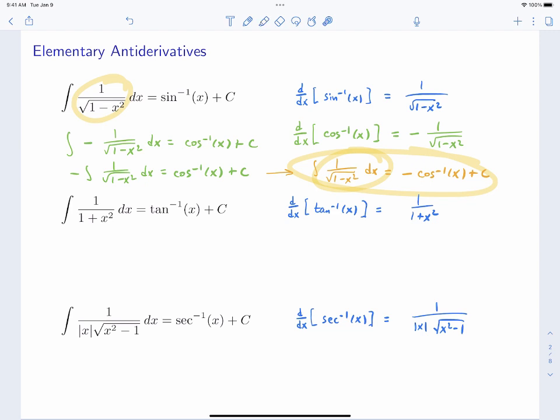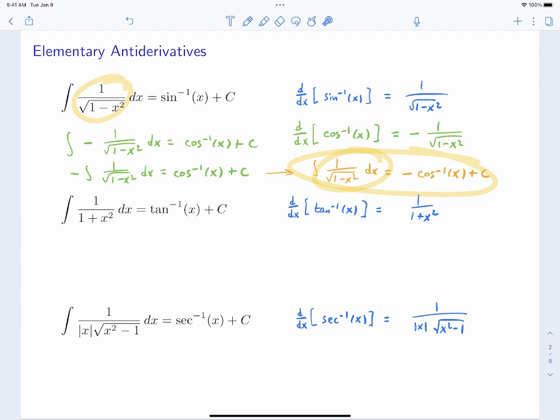Now that means that these two antiderivatives are the same, or at least up to a constant. So we have the same integrand, 1 over the square root of 1 minus x squared, and the general antiderivative is the inverse sine of x plus a constant. But it's also the opposite of the inverse cosine of x plus a constant.